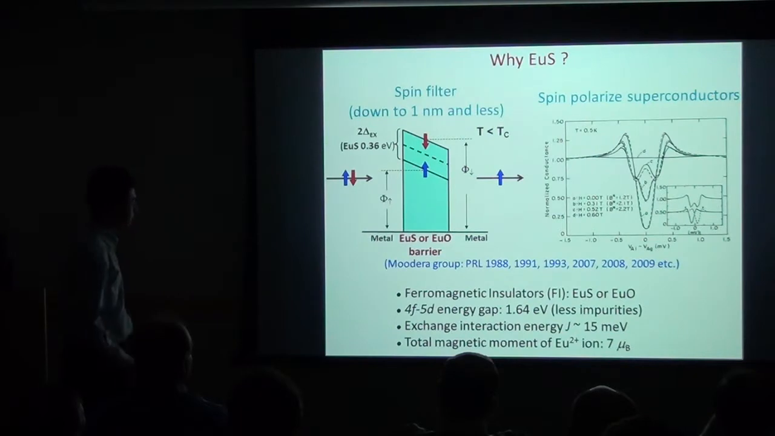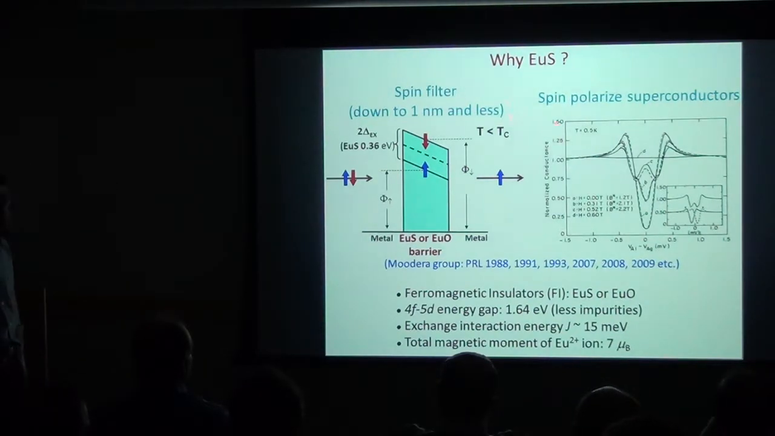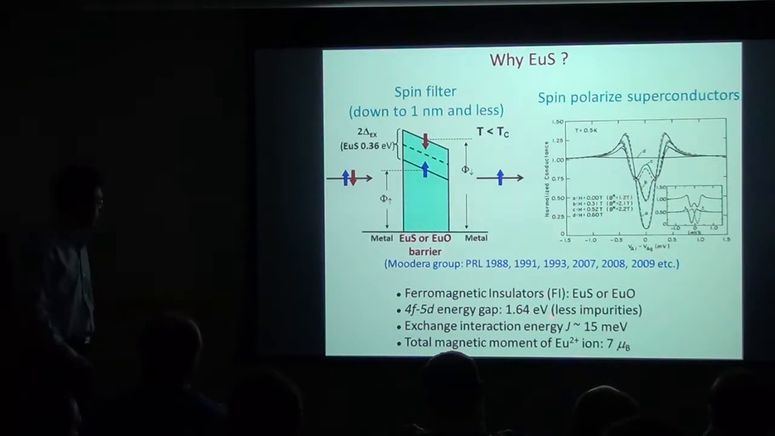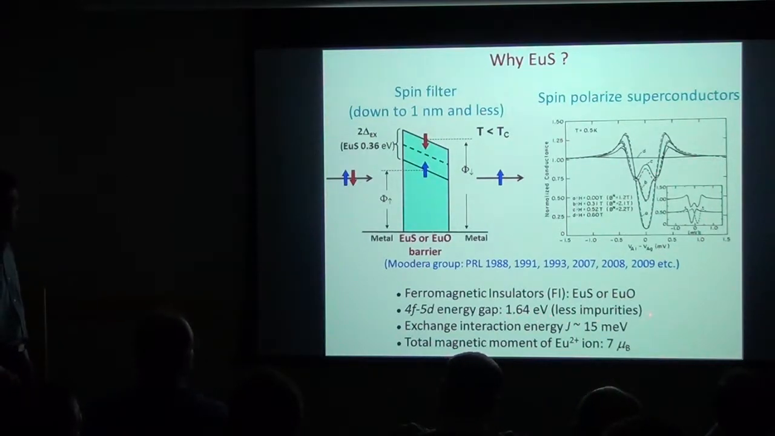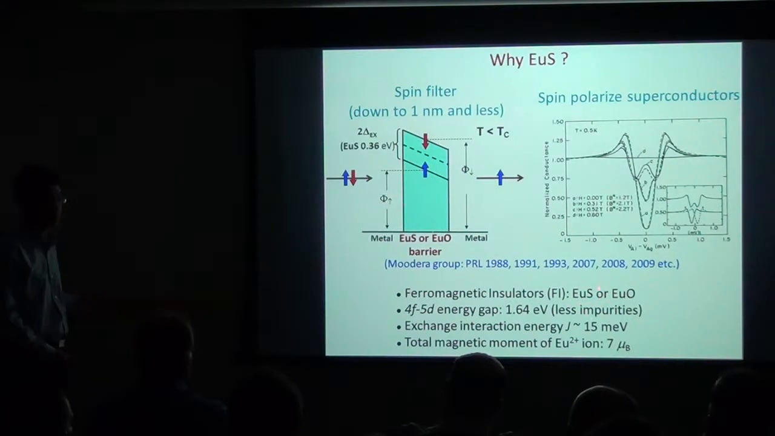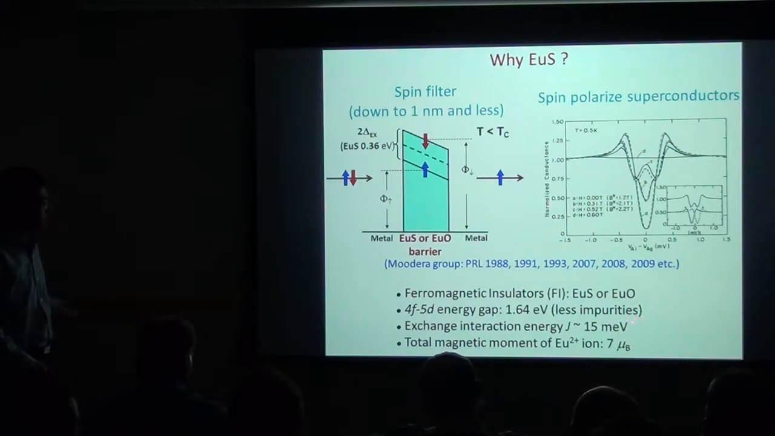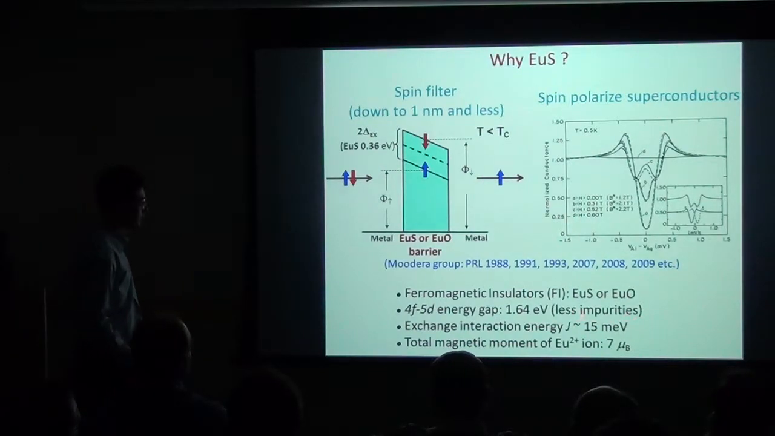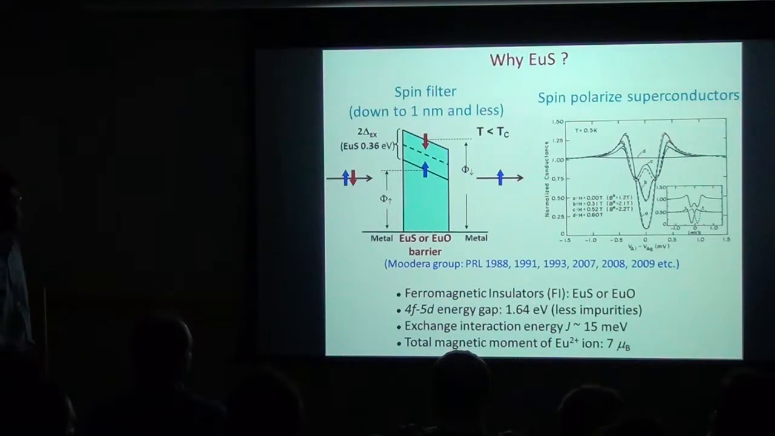So why do we use europium sulfide? Europium sulfide is a semiconductor. However, it has a very big band gap, 1.64 eV, which makes it a very good insulator when you measure the electronic properties. Another very important thing is that within that gap, it has very few impurities. A lot of insulators rely on the localization of electron transport to become insulating. In those insulators, for example, Mott insulators or Anderson insulators, there are a lot of impurities in the band gap. However, the clean band gap of europium sulfide makes it a very suitable candidate for tunnel barriers.